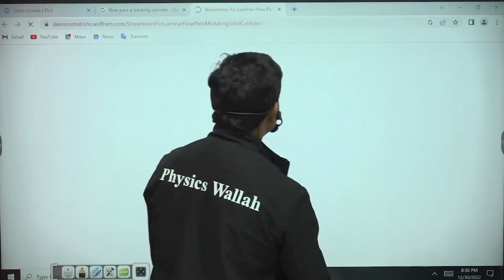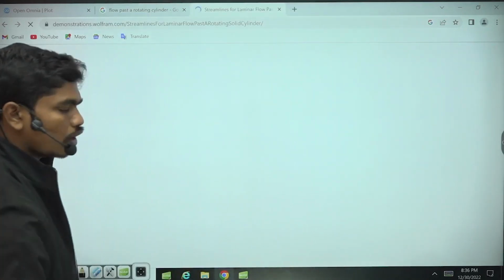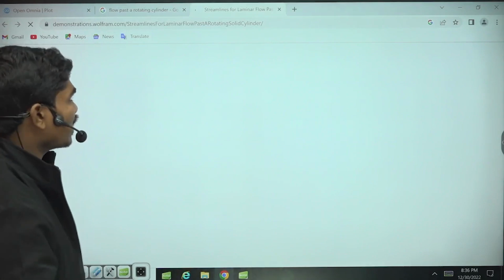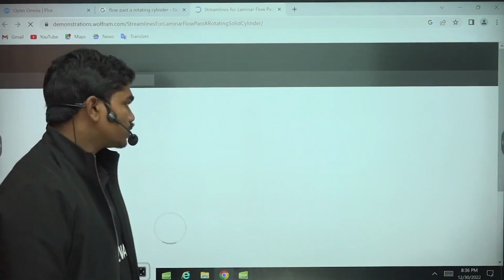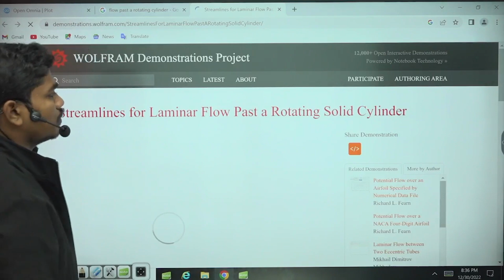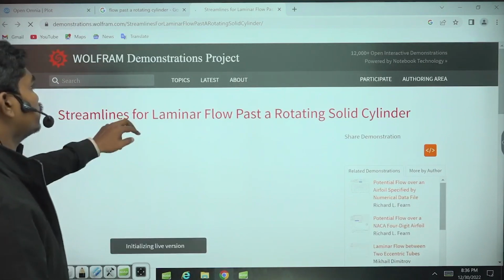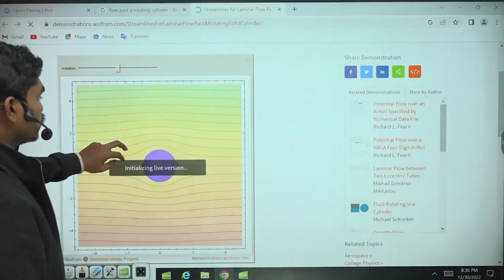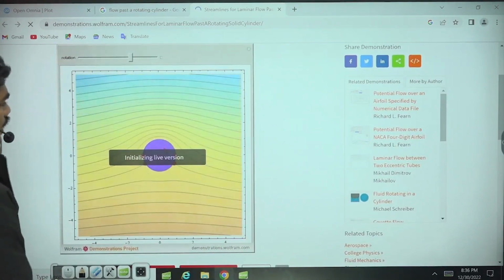Okay, so normally if you plot this, you have to plot it using some tools like MATLAB or any other tool if you have. This is basically some part of a research paper or something, Wolfram demonstrations. Okay, fine. So if you see, this is how you get the streamline shape.